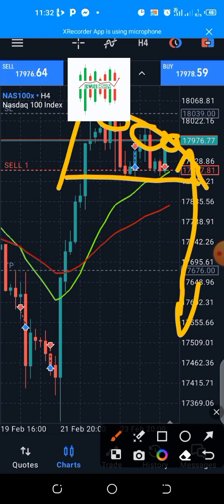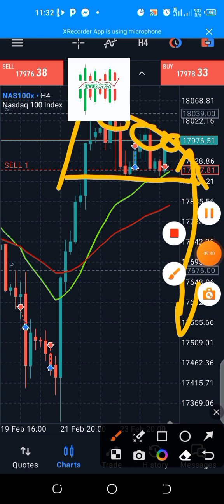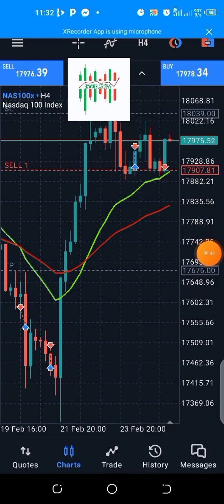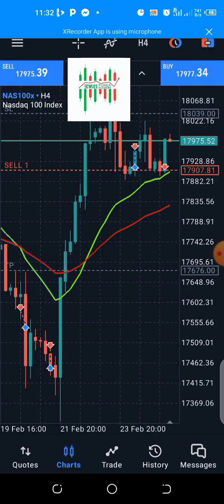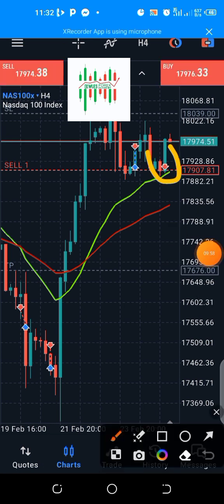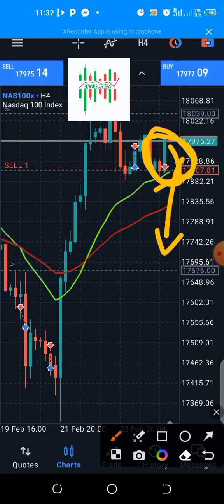So that is the reason, if you could see, I used a very minimal lot size, so that it could accommodate all the noise it's going to make before it sinks. I'm looking at this candlestick, it is an exhaustion candlestick. The market is just trying to do its final move before it comes back down.